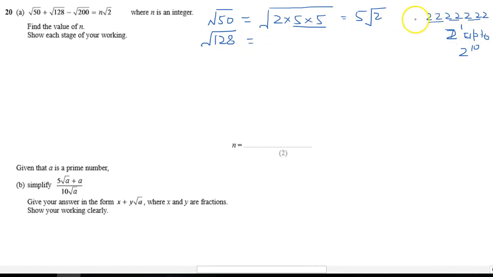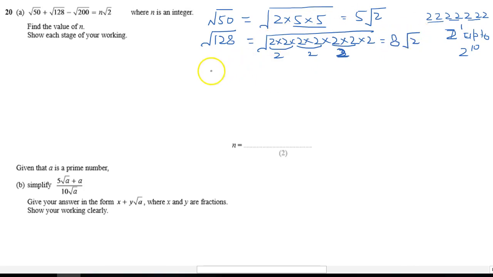So this can be written as 2 multiply 2 multiply 2 multiply 2 multiply 2 multiply 2, 7 times. 1, 2, 3, and 7 times. So this is one pair, second pair, third pair, 2. So 2 times 2 is 4, times 2 is 8. So it can be written as 8 root 2. You need only a little practice and it's easy.